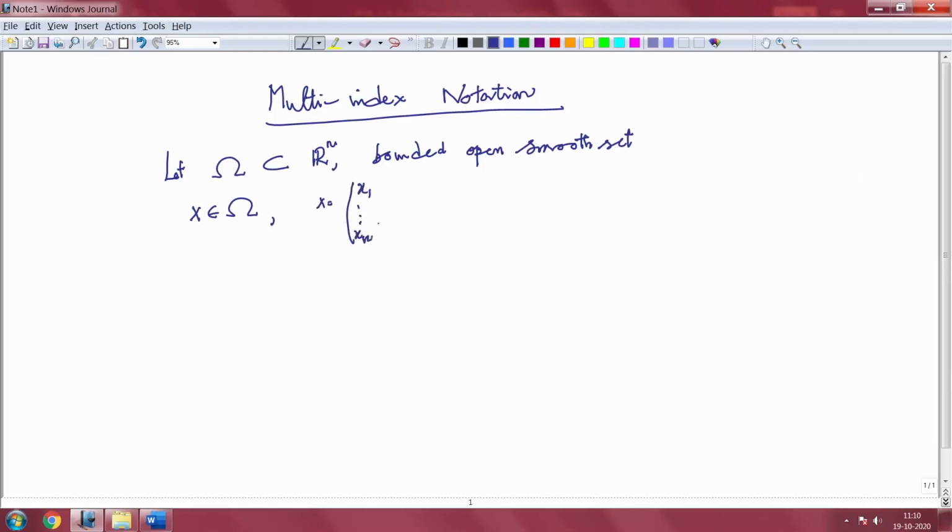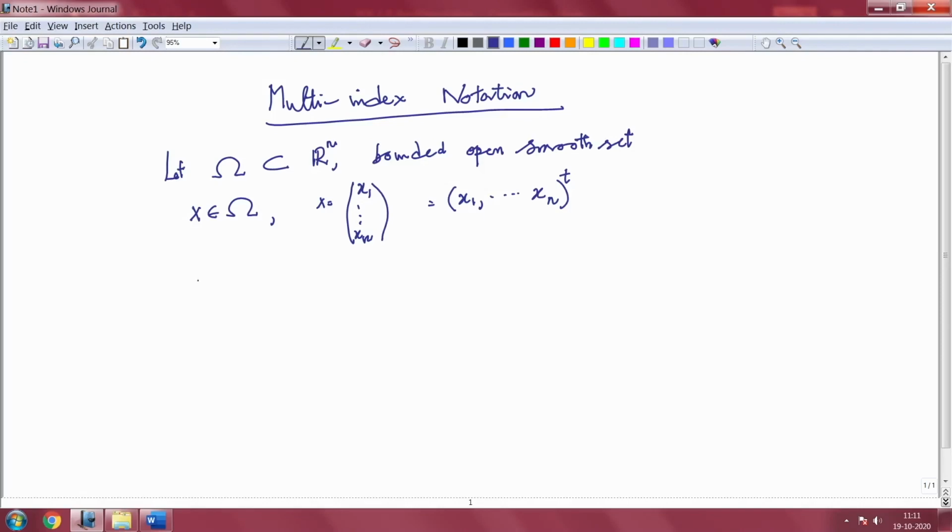This is what we generally follow, but for convenience we will also write it like this. It is basically a transpose. When I write x, it is considered a column vector, but we always write it as a row for the convenience of writing.